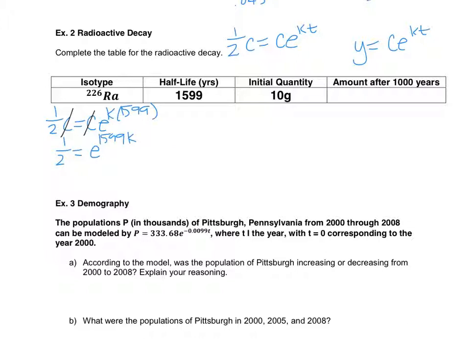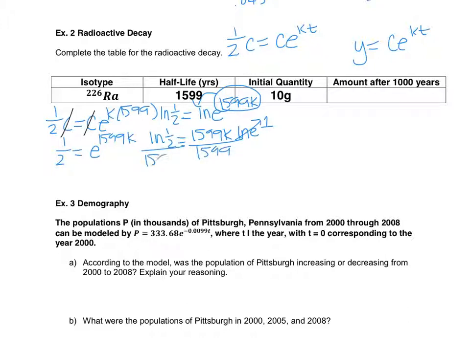I am going to take the log of both sides. So that's going to give me ln of 1/2 equals ln of e to the 1599k. And again, use your exponent rules. We're going to drop that down in front. So ln of 1/2 equals 1599k ln e. ln e goes to 1. Divide by 1599, and that will give us k: ln of 1/2 divided by 1599.